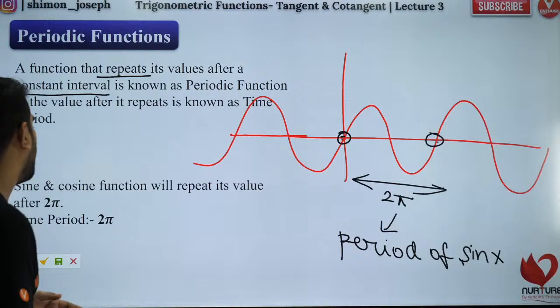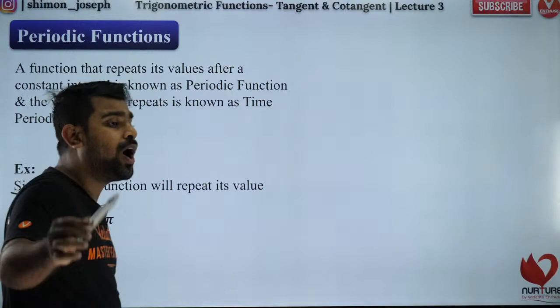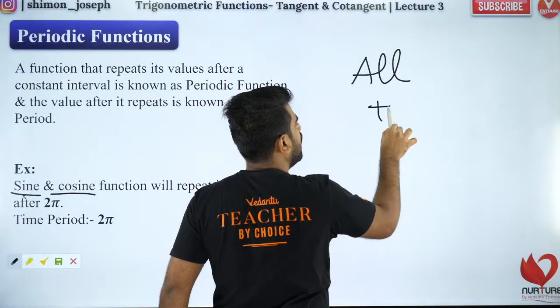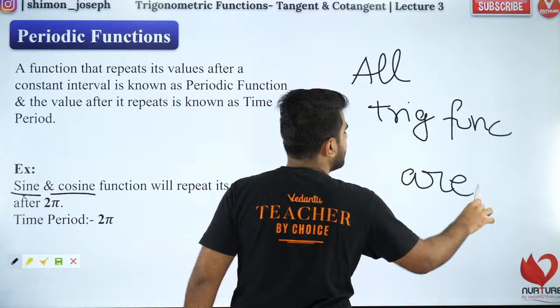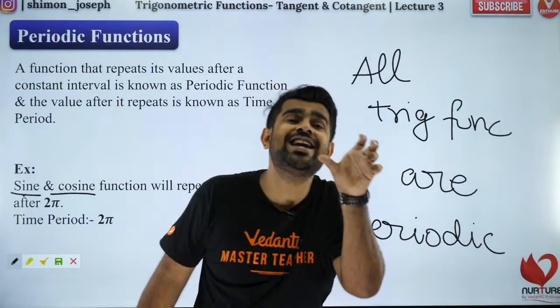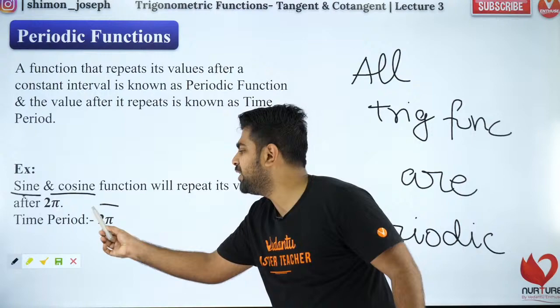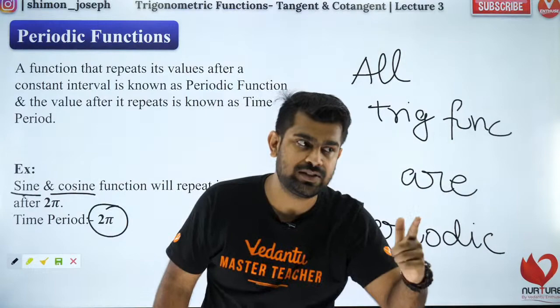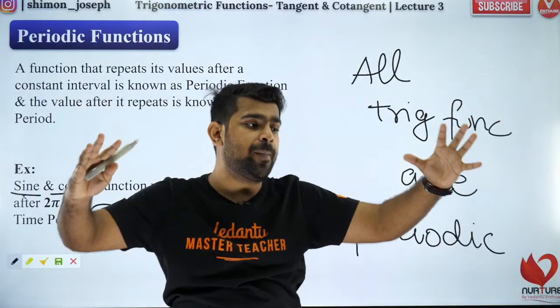Let's go ahead. So sine and cosine, both are periodic functions. And I will give you a big surprise. All trigonometric functions are periodic. Sine, cos, tan, cot, cosec, sec, everything is periodic. All the trigonometric functions are periodic in nature, but their period can change. For example, sine and cos have a period of 2 pi, but tan and cot have a period of pi. So the period can be different, but overall, all trigonometric functions are periodic in nature. Clear? I hope you guys are fine with it.